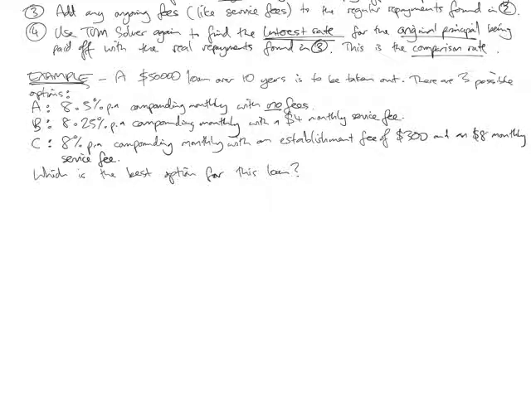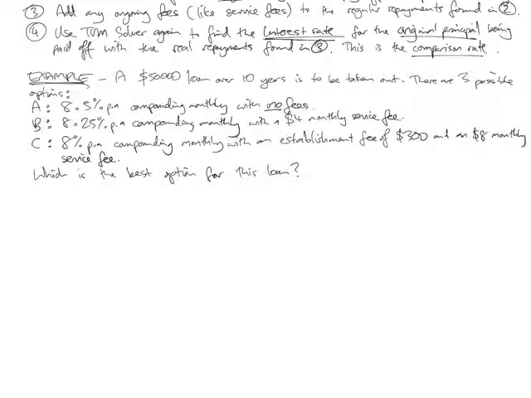And then lastly, C, 8% per annum, compounding monthly with an establishment fee of $300 and an even larger monthly service fee. So we cannot directly compare these 3 options straight away, because some of them have fees, they have low interest rates. We need to work out which is best by using the comparison rates.